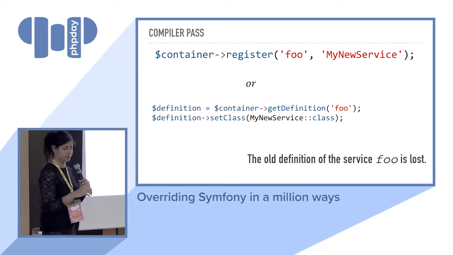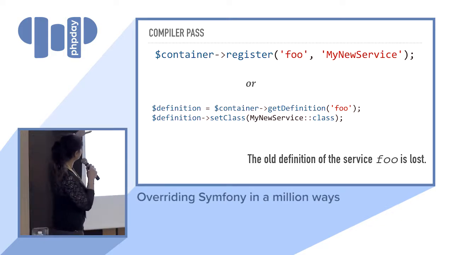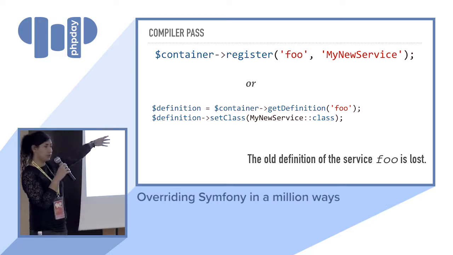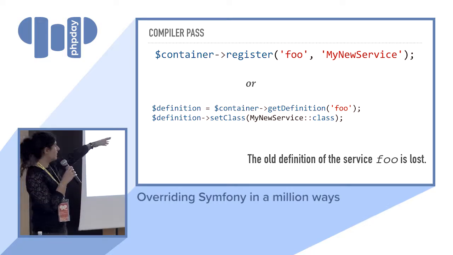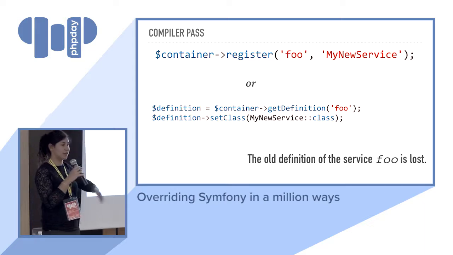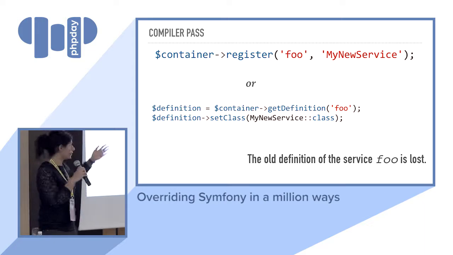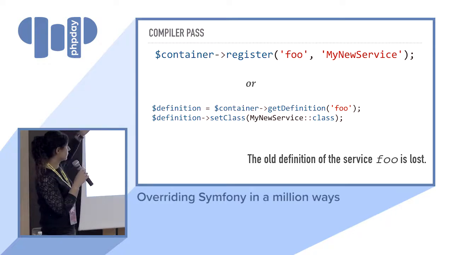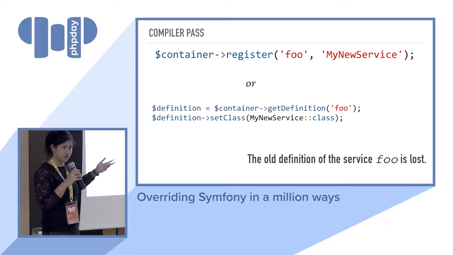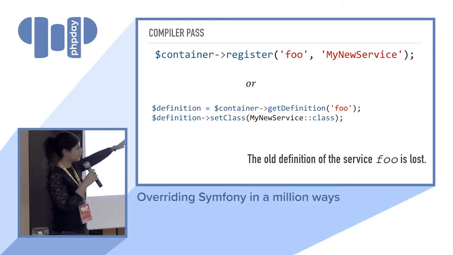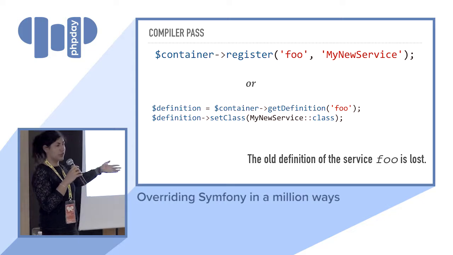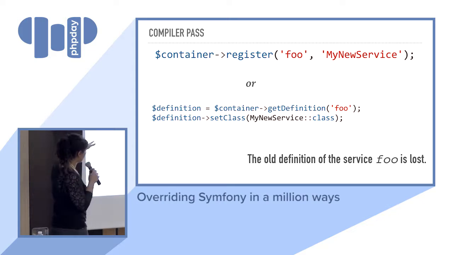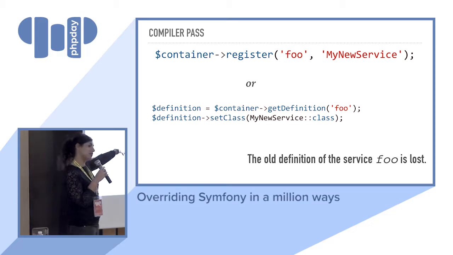So let me show you. The first way is basically to grab the container and just register a new service. Let's say you have a service that is declared somewhere, called foo. If you want to change the class, you just have to say, okay, register foo. So the name of the original service, and then the fully qualified name of the class you want for this service. The other way is to do this. Grab the definition and set class.